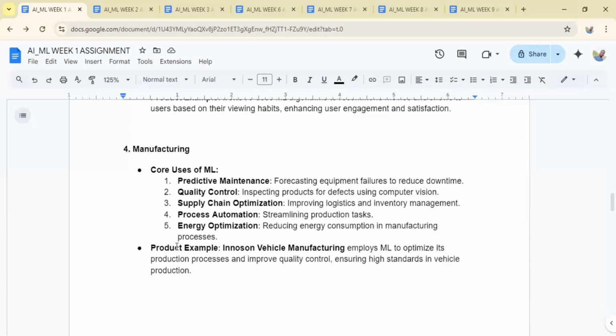The fourth sector is the manufacturing sector. In manufacturing, some core uses of machine learning are in predictive maintenance, where they forecast equipment failures and reduce downtime.